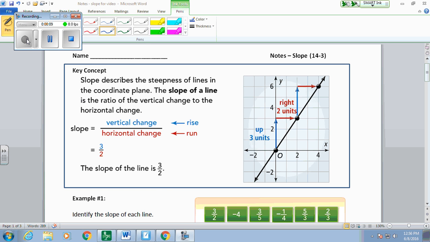I would have you go ahead and take out your Topic 14 vocabulary sheet. There is a vocabulary word for slope of the line that you need to go ahead and fill in. Go ahead and pause the video.